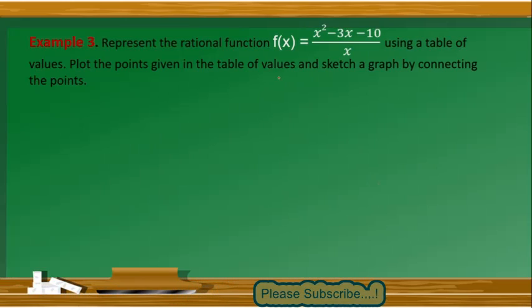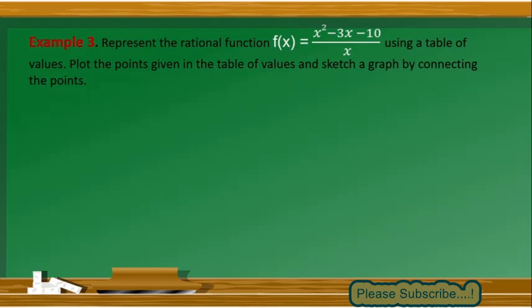Represent the rational function f of x equals x squared minus 3x minus 10 over x using a table of values. Plot the points given in the table of values and sketch the graph by connecting the points. So the same, you have to make a table of values and sketch the graph by connecting the points.